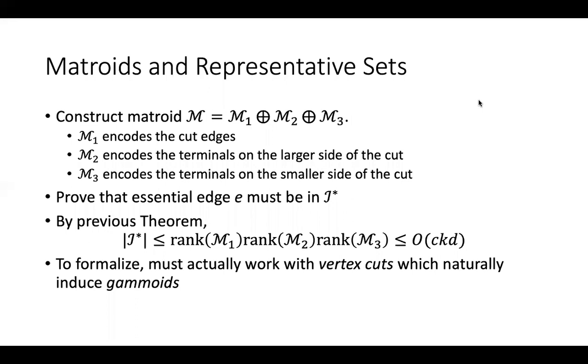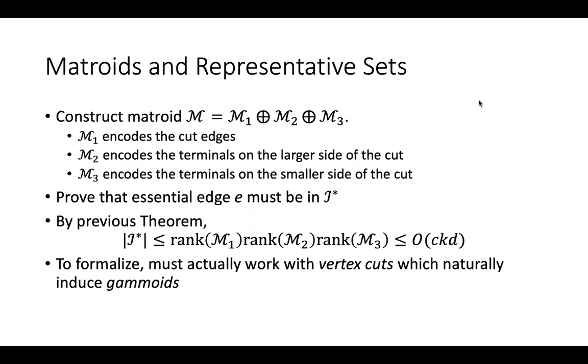While I'm not going to give the details for how to apply this, I'm at least going to state intuitively what's going on. The idea is that we construct a matroid M, which is the direct sum of 3 matroids. M1 encodes the cut edges, M2 encodes the terminals that are on the larger side of the cut, and M3 encodes the terminals that are on the smaller side of the cut. The key claim is that in this construction, an edge E must be in the representative set I star if the edge E is essential.